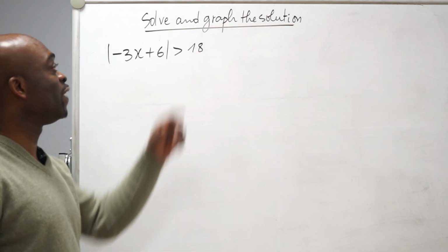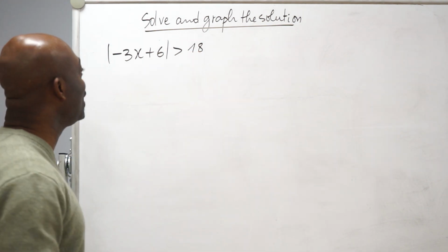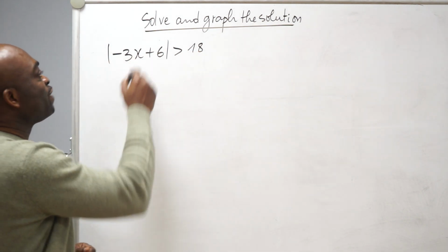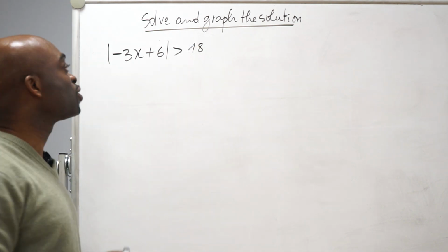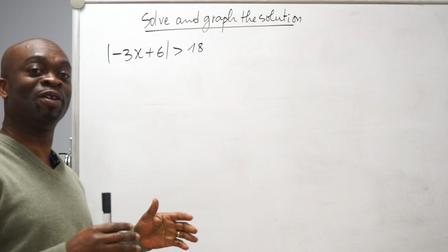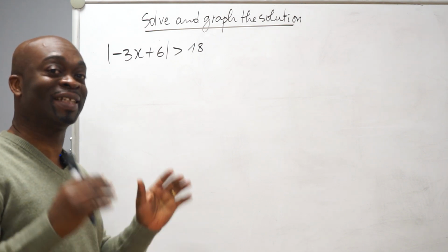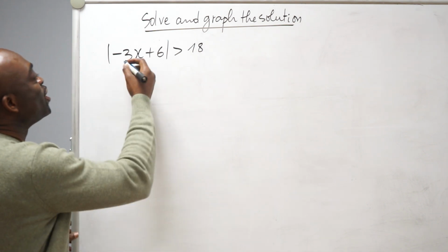Guys, we want to solve and graph the solution here, right? So we have the absolute value of negative 3x plus 6 greater than 18. So a combination of absolute value and inequality, this is a very interesting problem, right? So let's go for it.